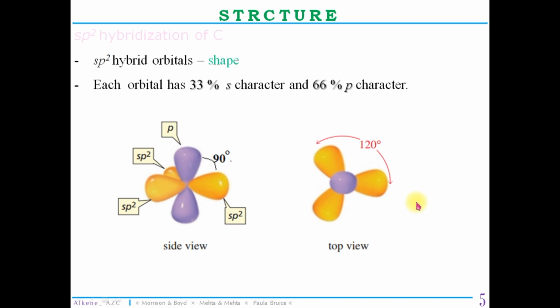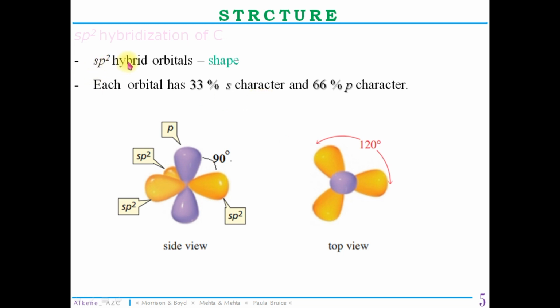Orbital shape and arrangement of orbitals, where this yellow color indicates sp2 hybridized orbitals and here is the unhybridized p orbital. When we see the side view, these hybridized orbitals lie in the same plane and the unhybridized orbital lies perpendicular to the hybridized orbital plane. In the top view, we can see the bond angle between hybridized orbitals is 120 degrees.